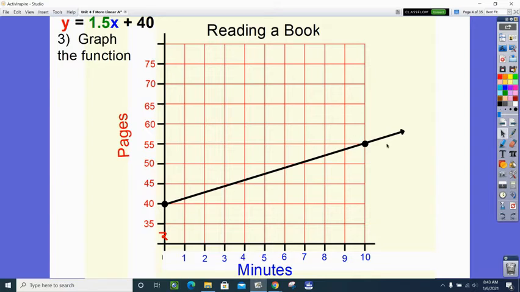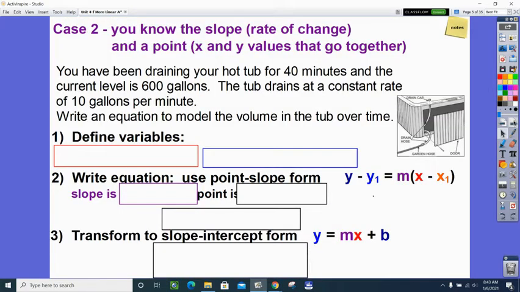And I can put in my, in this case, array, because you should have an endpoint here. You're not going to go into the negatives, but she could keep reading. Again, this isn't going to go on forever because the book will end. So this will be linear as long as she's reading at that same rate until the book ends. So there's a good graph. Don't forget title, labels, and hopefully you understand those good graphing techniques. All right, let's go on to case 2.